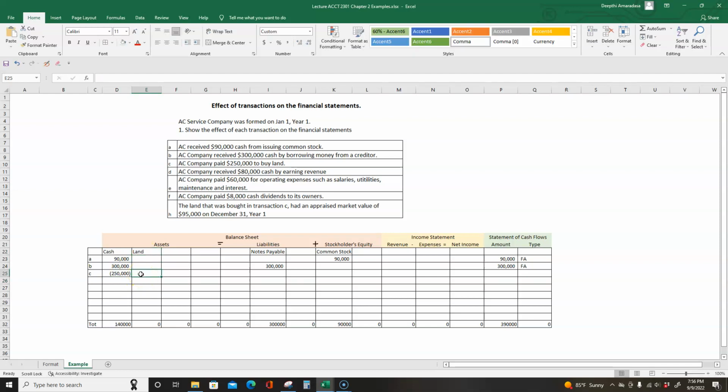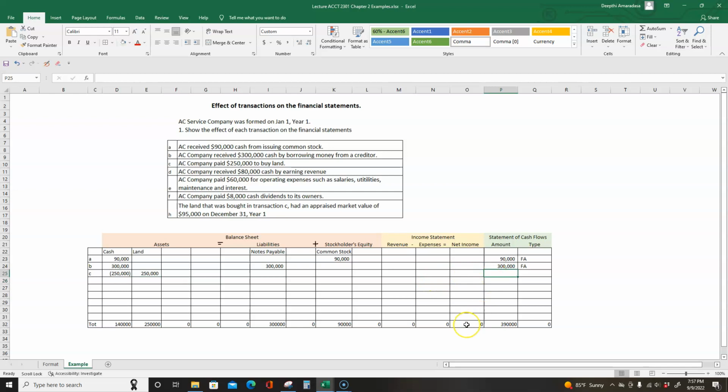For this transaction, our land increased. We didn't have any land before. Now we have $250,000 of land. That took care of the balance sheet. Let's look at the income statement. What happened to the income statement? Well, land is an asset, like cash. This did not have any revenues or expenses related to it, so it does not affect the income statement.